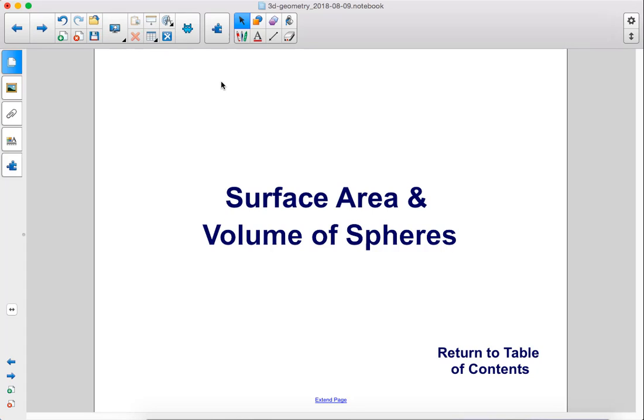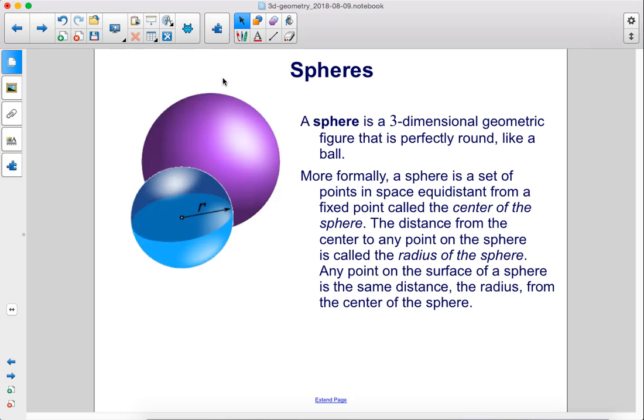Surface area and volume of spheres. A sphere is a three-dimensional geometric figure that is perfectly round like a ball. More formally, a sphere is a set of points in space equidistant from a fixed point called the center of the sphere. The distance from the center to any point on the sphere is called the radius of the sphere.